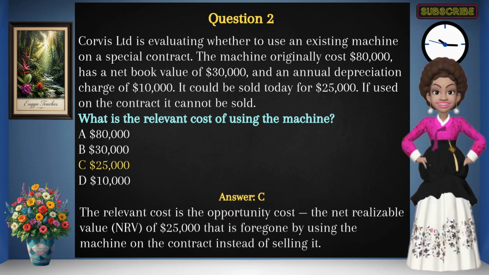The correct answer is C. The relevant cost is the opportunity cost, which is the net realizable value of $25,000 that is foregone by using the machine on the contract instead of selling it.